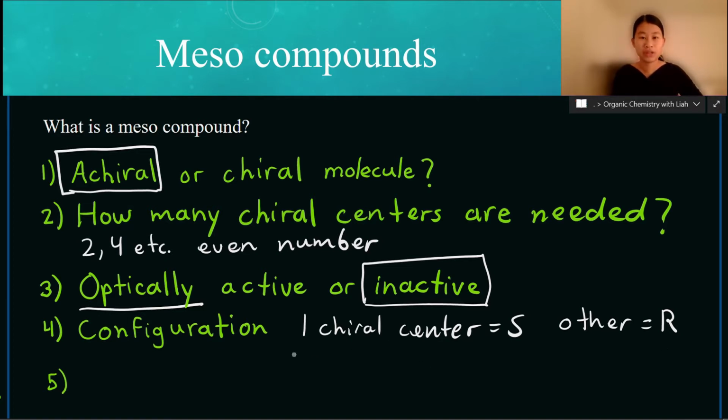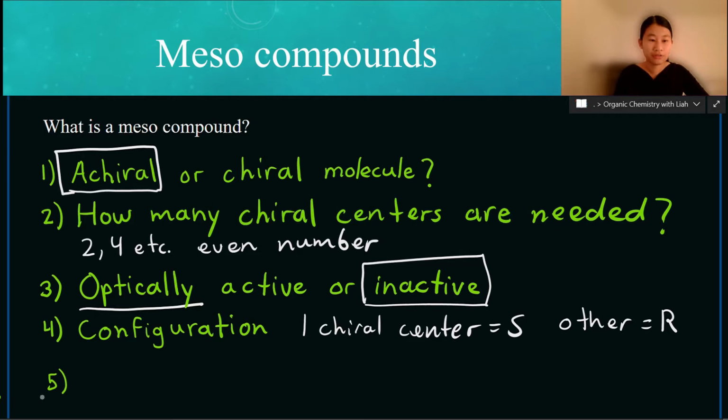If you have 4 chiral centers, you need 2 of them to be S and the other 2 to be R. You need the number of S chiral centers to be equal to the number of R chiral centers. In this way, they will cancel each other out, making the entire molecule achiral.